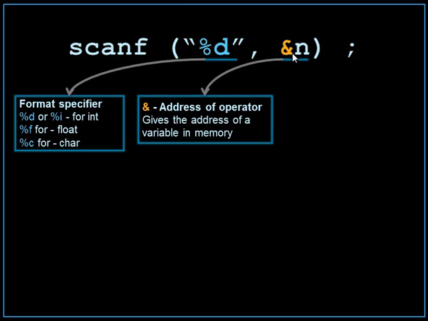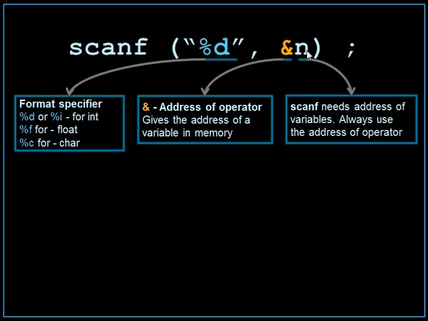This AND is an address of operator. It gives the address of variable in the memory. Right, a variable needs space, and wherever in the memory it is allocated the space, AND operator gives the address of that space, of that memory allocated. And scanf always needs the address of variables. It is a common mistake that people drop the AND operator, but always use AND operator while you use scanf. It needs addresses. It does not need the variable's value or the variable's name.